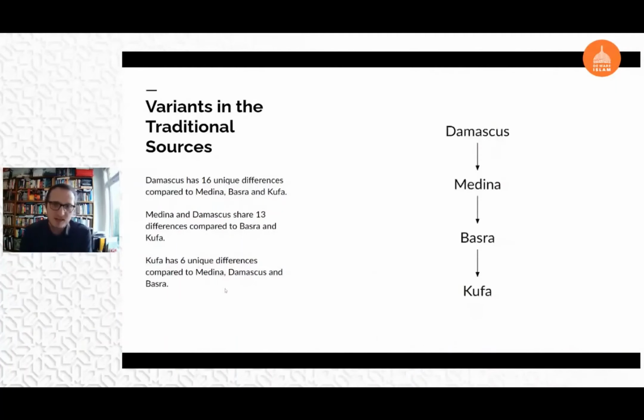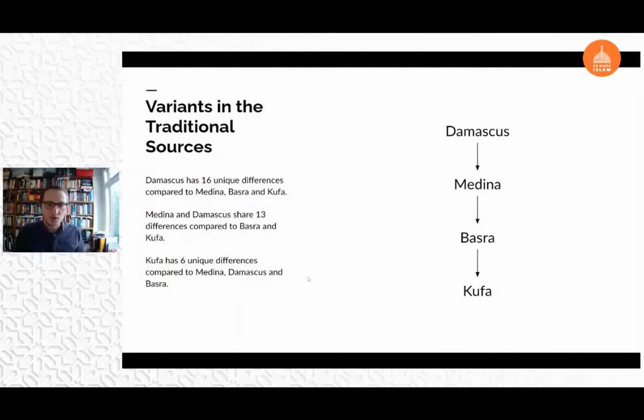He said, we can make a stemma out of this. We can say, well, Damascus was the original manuscript. Then when it was copied, 16 differences snuck in. And once the Basran copy was copied, it was copied from the Medina copy, and it introduced another 13 differences. And then when the Kufa copy was copied from the Basra copy, another 6 were introduced.